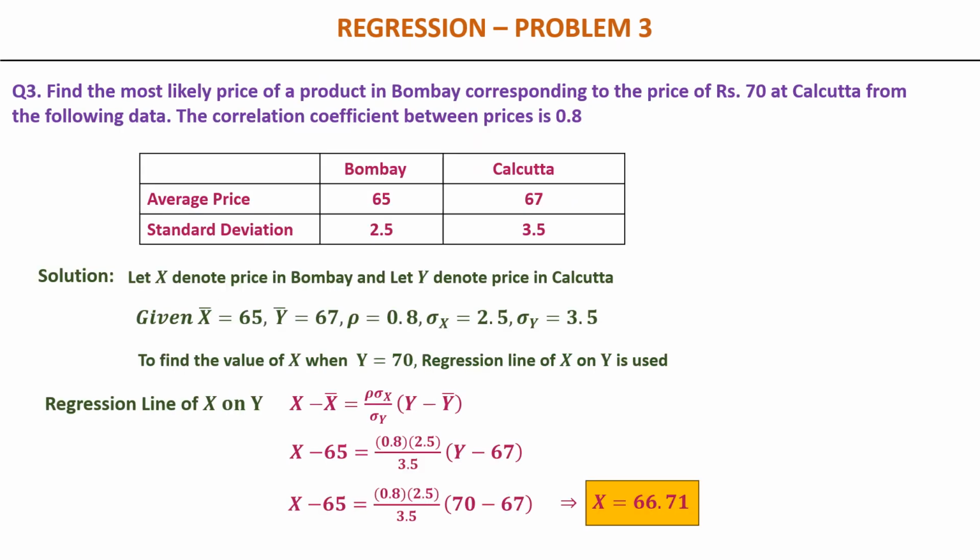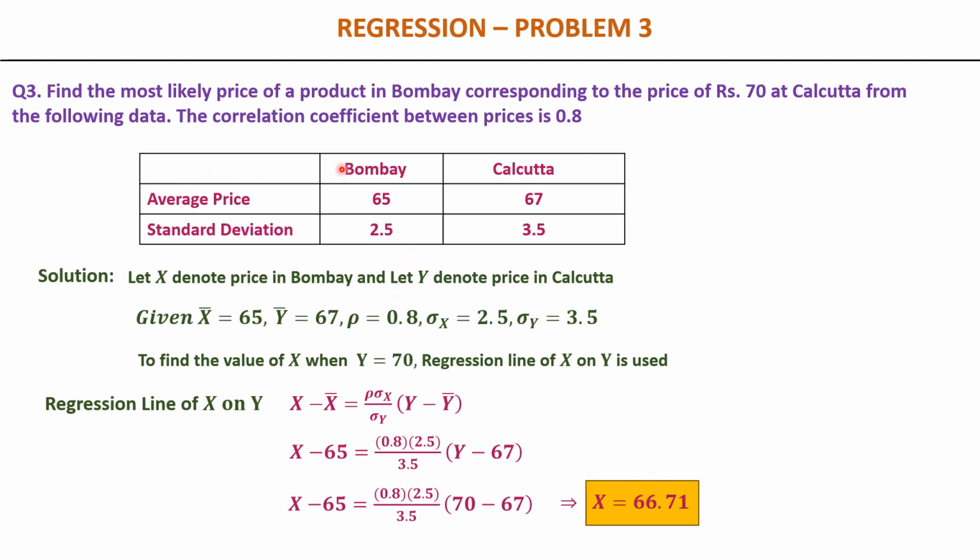Let's now see problem 3, which reads this way: find the most likely price of a product in Bombay corresponding to the price of rupees 70 at Calcutta from the following data. The correlation coefficient between prices is given to be 0.8. So we are given the price of a product in two cities, Bombay and Calcutta. Let us take X to denote the price in Bombay, Y to denote the price in Calcutta. So what are we given? Rho is given to be 0.8.